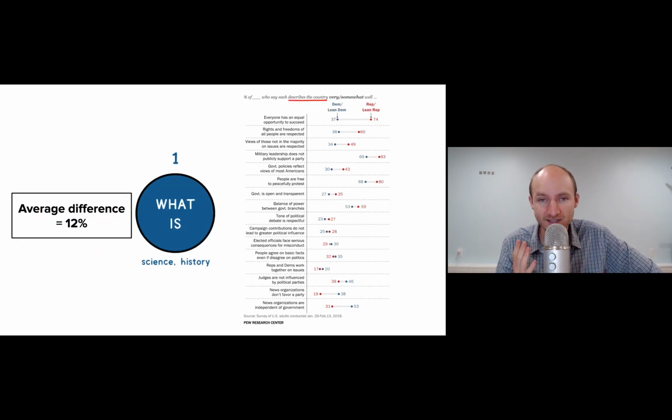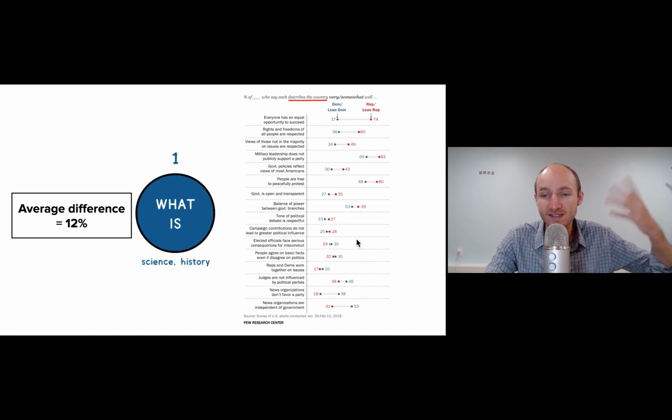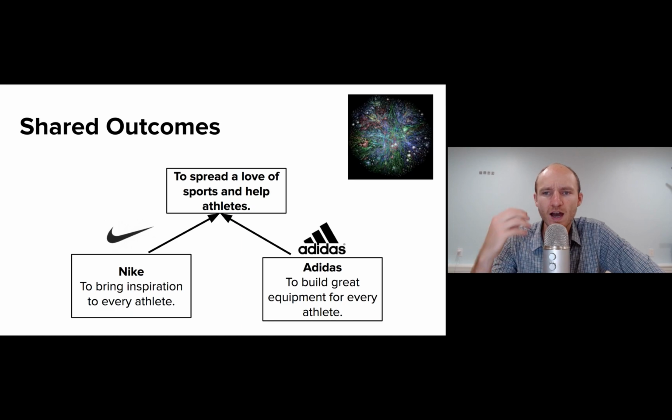Versus what is. This is a similar survey from Pew, but about describing the current state of the country. And as you can tell, there's a lot more disagreement. This top one, Democrats, only 37% of them believe that everyone has an equal opportunity to succeed. Whereas Republicans, 74% of them believe that. And so the difference here is more than 2x. 12 percentage points is the average difference here. So people really disagree about what is true, but they agree about those shared outcomes, about what they want to be true. And I think that's exciting.